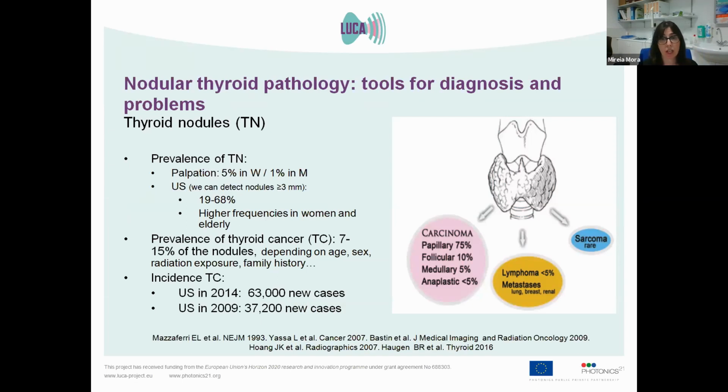For endocrinologists, one of the most important works that we have to deal with is the thyroid pathology, and especially nodular thyroid pathology. The prevalence of thyroid nodules is quite high. By palpation, in reality it is low. We have a 5% prevalence of thyroid nodules in women and 1% in men.